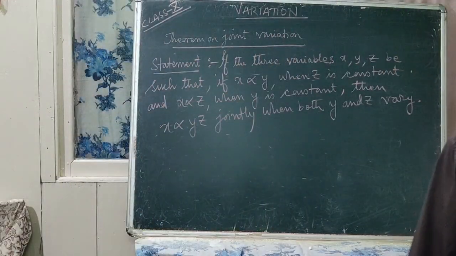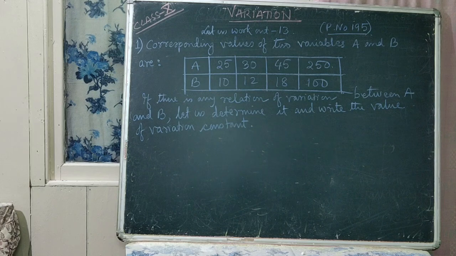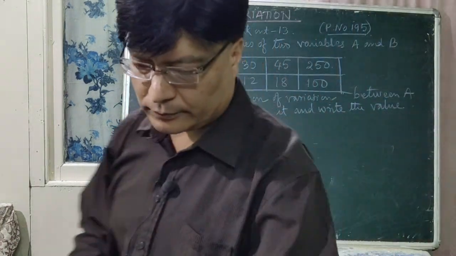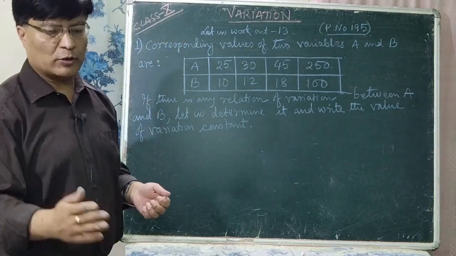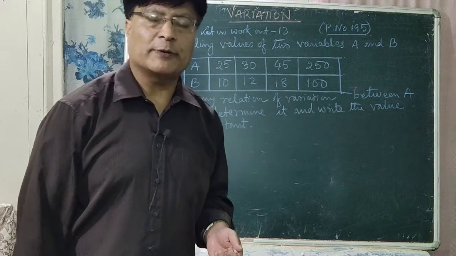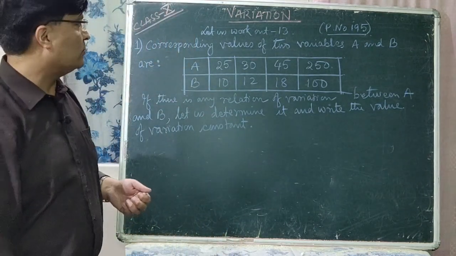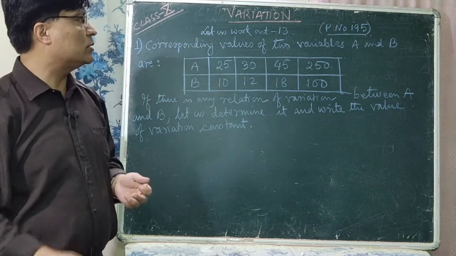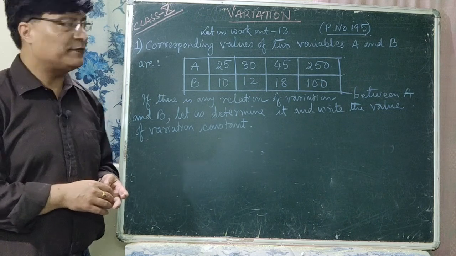So now we'll do the problems. We'll do some problems from the book, that is Ganit Prakash for class 10. The book is from West Bengal Board of Secondary Education. So let us work out exercise 13, page number 195.